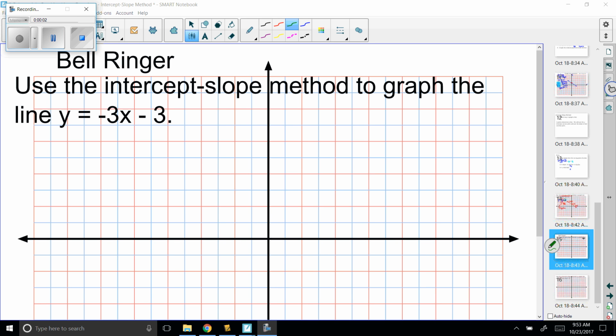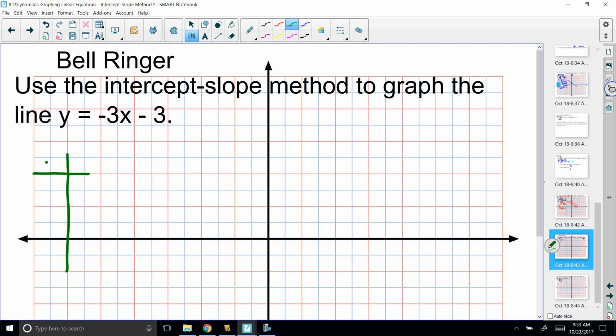So the bell ringer was: use the intercept slope method to graph the line y equals negative 3x minus 3. Anytime you graph, remember you can always just make an xy table and pick values for x. Does it matter what values you pick for x? No, I probably don't want to pick 20 because I don't have room on my graph to go out to 20. So you want to pick smaller values.